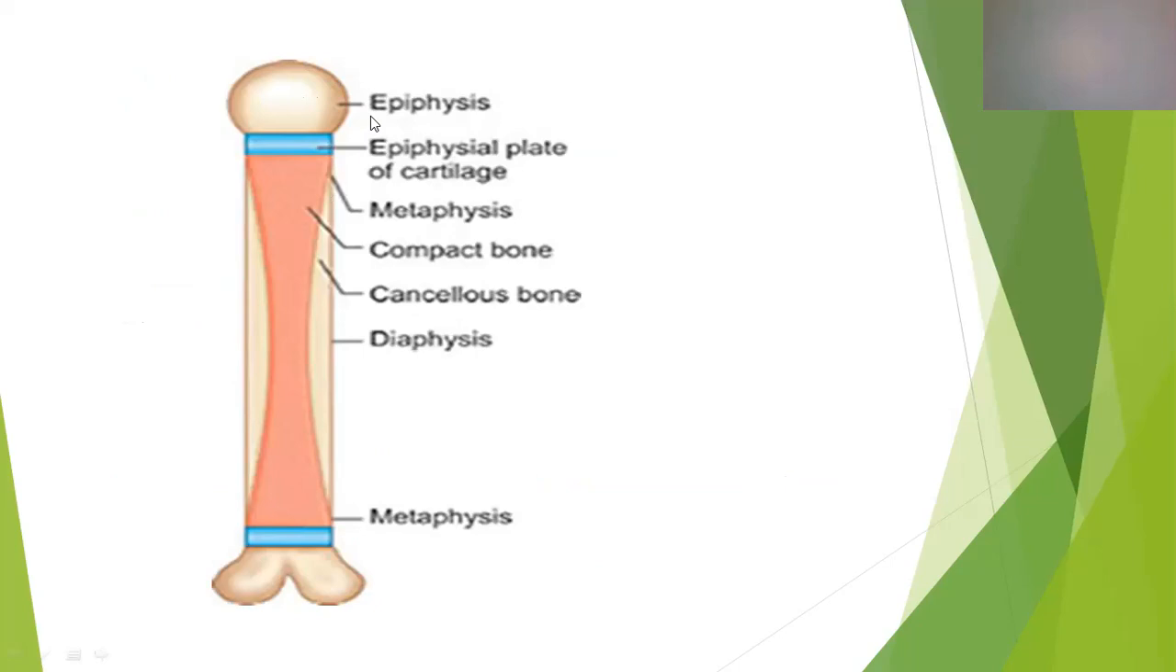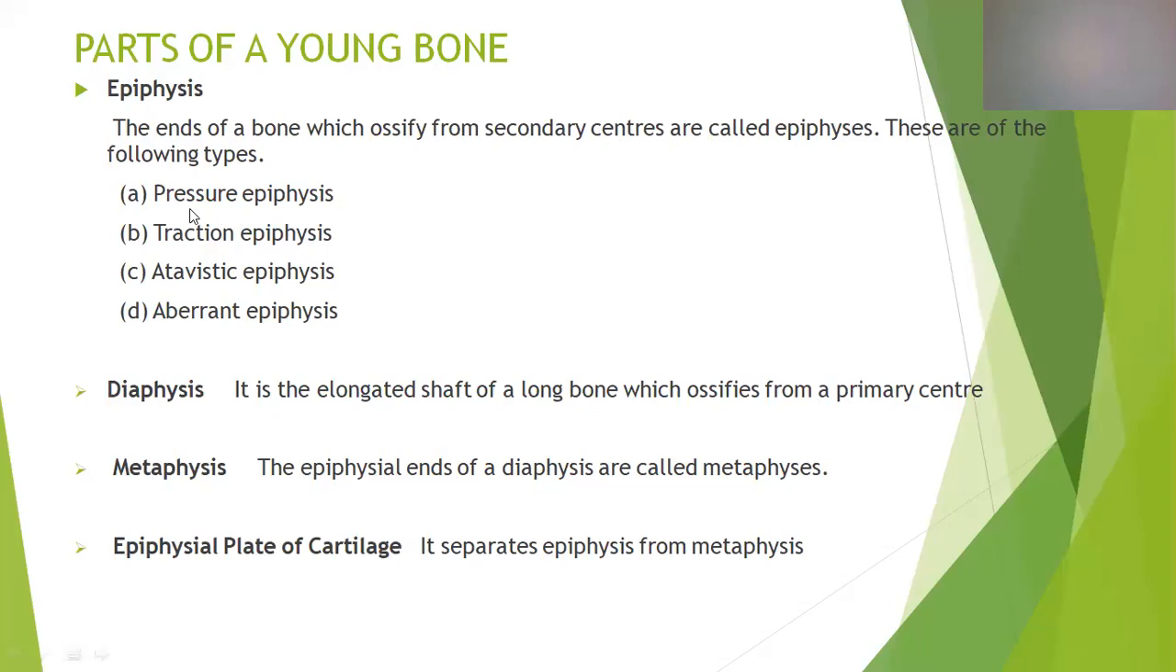For example, the upper end of the femur bone. It transmits the weight from the hip bone to the leg. So this type of epiphyses is known as pressure epiphysis. It is mainly for weight transmission.